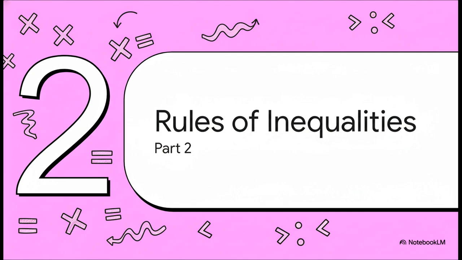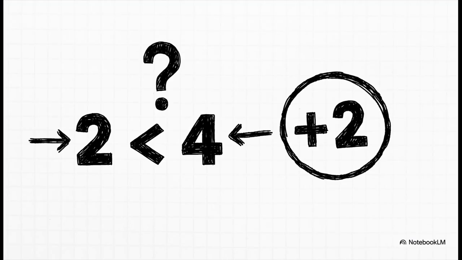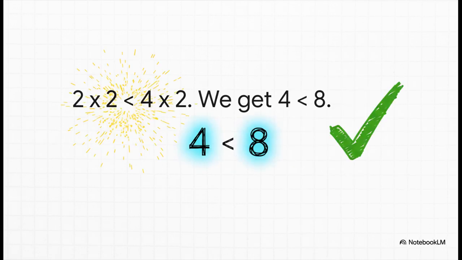So what about multiplying and dividing? Is it going to work the same way? Let's find out. Let's go back to our good old friend 2 is less than 4. It's always true. But this time, let's try multiplying both sides. Let's use a positive number. How about we multiply by 2? What do you think is going to happen to that less than sign? Is it going to stay, or is it going to change? Well, let's do the math and see what happens.